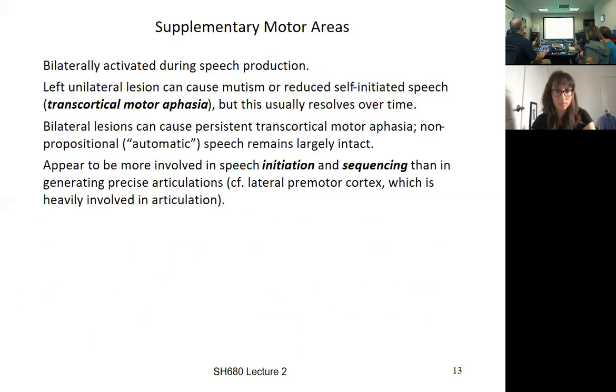So we will think of the SMA in this class, SMA proper, as being initiation oriented primarily. Pre-SMA is more involved in sequencing, possibly in the metrical structure of an utterance. So prosody involves intonation profile, but it also involves metrical structure, like how long do I drag out a syllable, or when do I start the next word? Do I pause in between? Those are all prosodic cues that often have linguistic consequences.